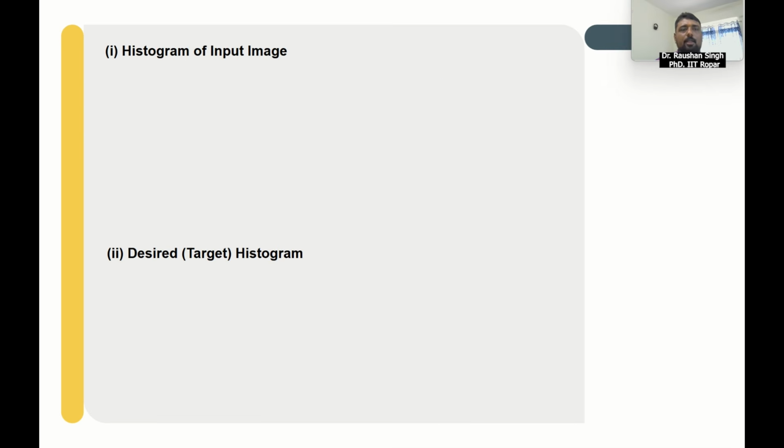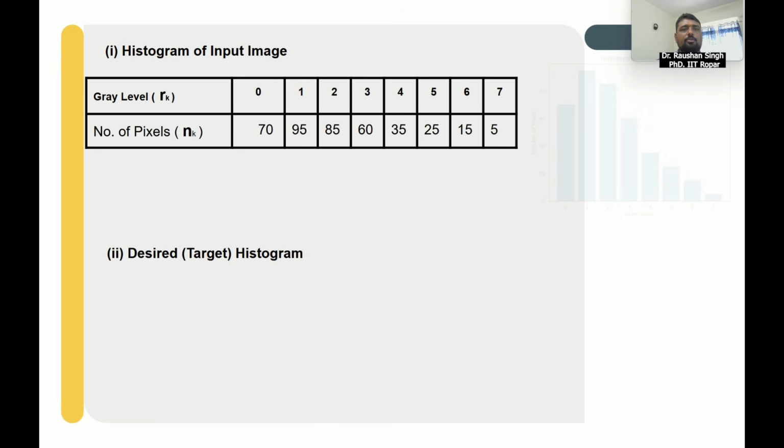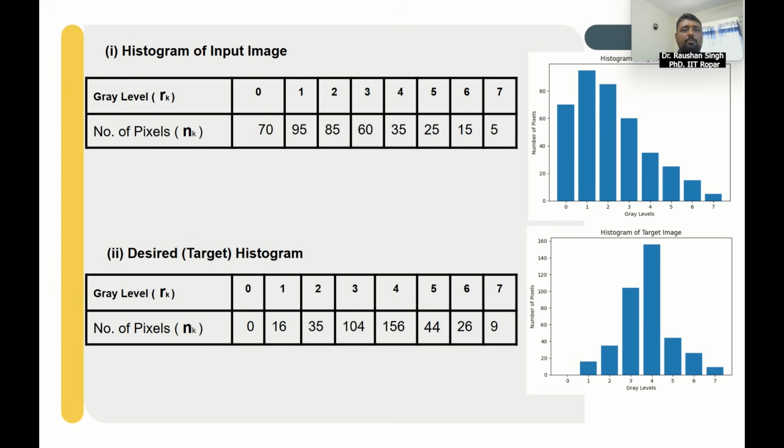So let's have a look at the histograms of these images. I have already drawn the histogram of the input image and the histogram of the output image. You can see here that 0 came 75 times, 1 came 95 times, and 2 came 85 times. That is how I have drawn it. Here also you can see that 2 came 35 times, 3 came 104 times, and 4 came 156 times. Exactly like this you have to draw the histogram.